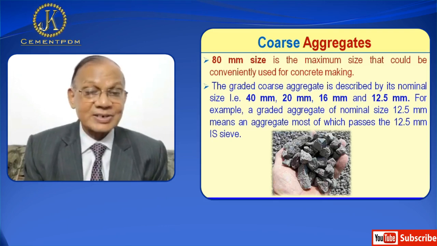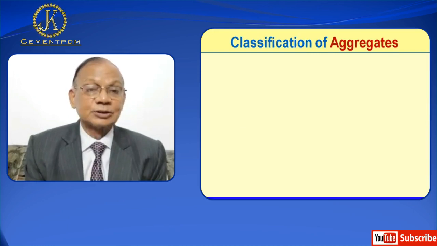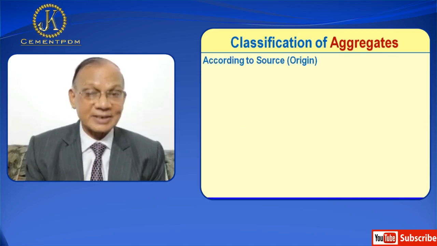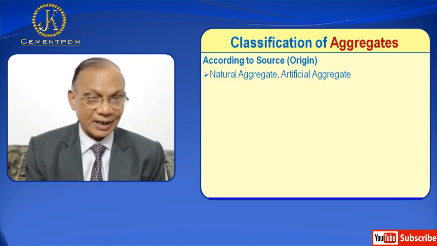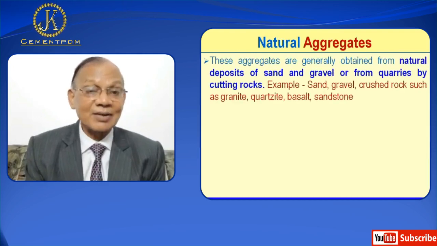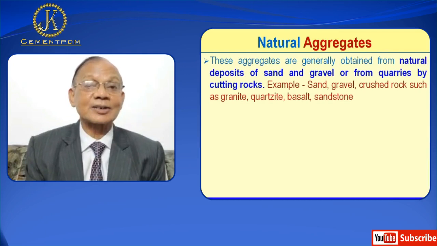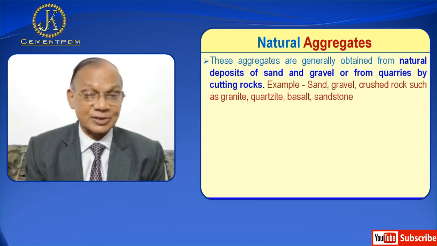Now I will discuss classification of aggregate according to source or origin. According to source and origin, aggregates can be classified as natural aggregate and artificial aggregate. Now I'll talk about natural. These aggregates are generally obtained from natural deposits of sand and gravel or from quarries by cutting rocks. Examples: sand, gravel, crushed rock such as granite, quartzite, basalt, sandstone.